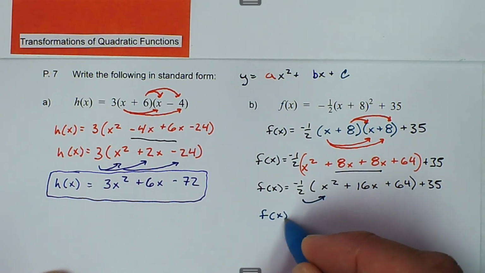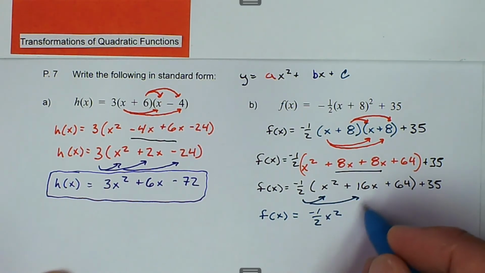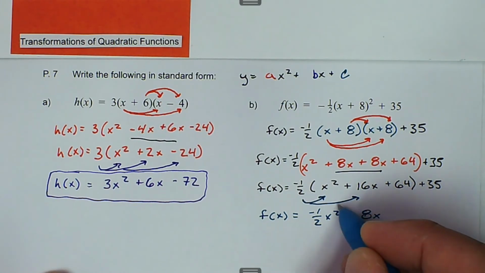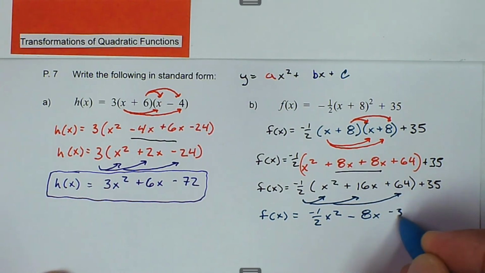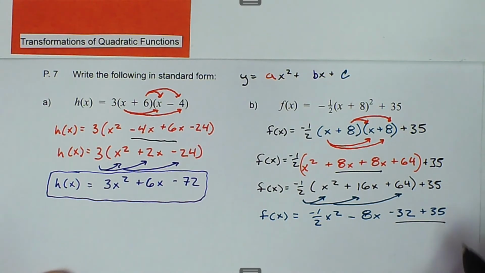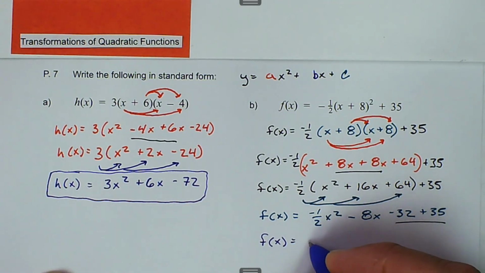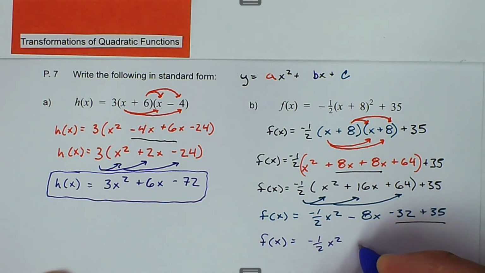And so we get f of x is equal to -1/2 x squared minus 8x minus 32, and we can bring down the 35. And then we have one more like terms here where we can combine those. Everything else gets written down, so we have f of x equals -1/2 x squared minus 8x, and then we finish with plus 3.